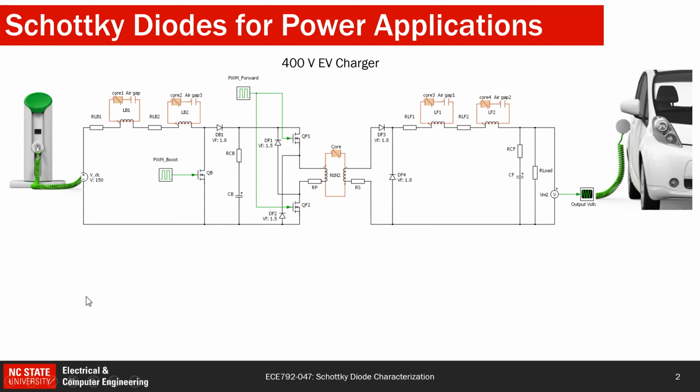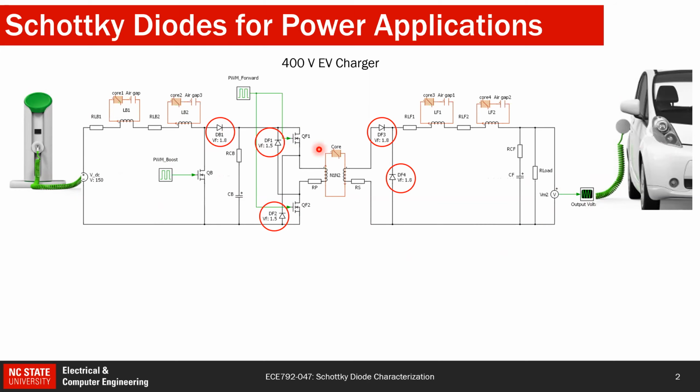Here is an example that I did in one of my power electronics courses, where I designed a 400-volt electric vehicle charger. From the circuit, we can see there are a lot of power devices, like diodes in many places, and transistors. The main requirement of the circuit was that we have a certain input power, and then we boost that power to charge the electric vehicle.